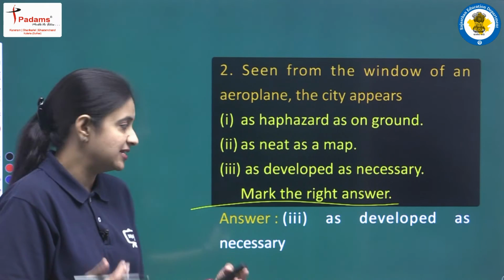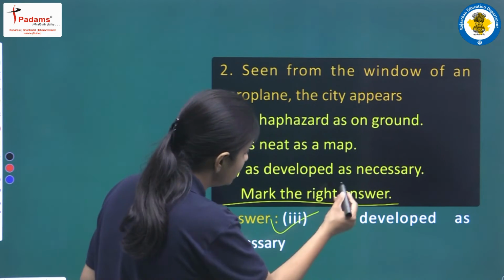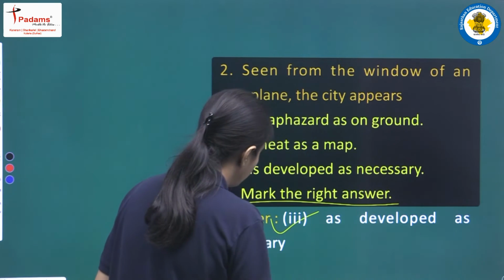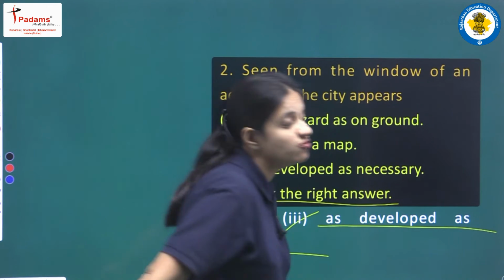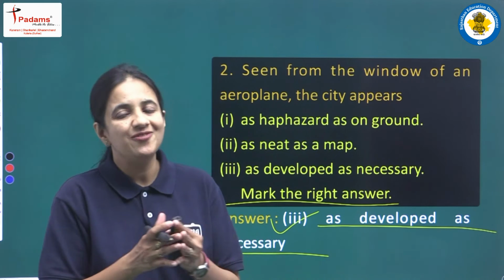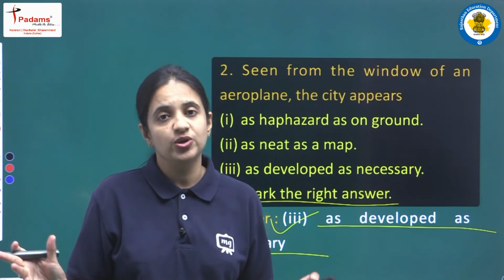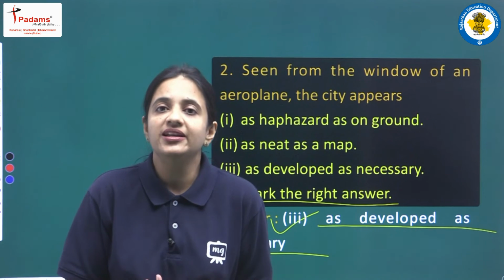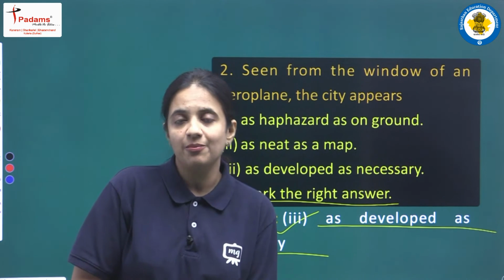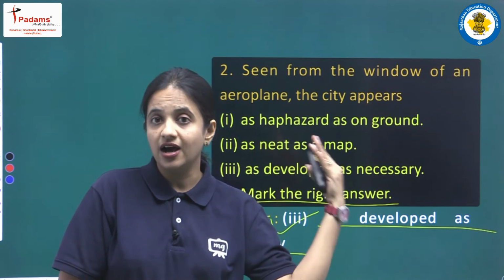So what is the right answer? Right answer is the third one: the city looks as developed as necessary. Because when we are on the ground, when we are in the city, we cannot see the development.